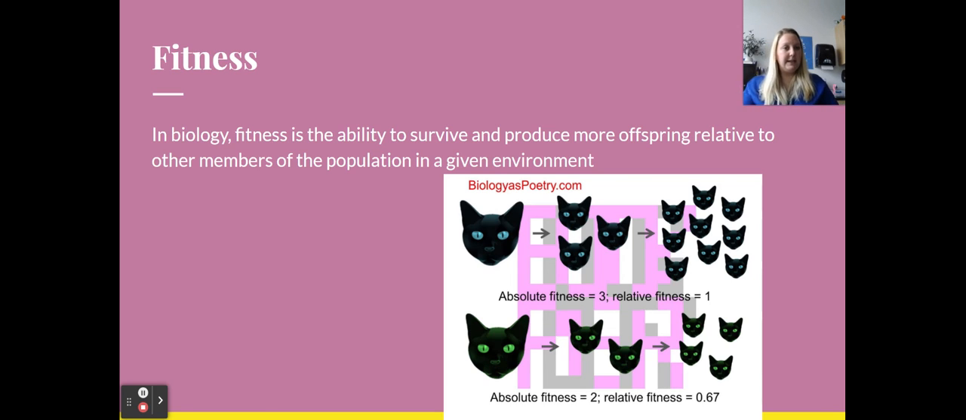The last thing that we'll talk about today is fitness. Fitness is not, I lift things up and put them down. It is the ability to survive and reproduce more offspring relative to other members of your population. Here we have a blue-eyed cat and a green-eyed cat. We can see the blue-eyed cat was able to have 3 kittens that were each able to have 3 offspring. Our green cat, however, only had 2 offspring that each only had 2. So here our relative fitness is 3 because there are 3 offspring produced for every parent, whereas here our fitness is 2 because only 2 offspring are produced for every parent.